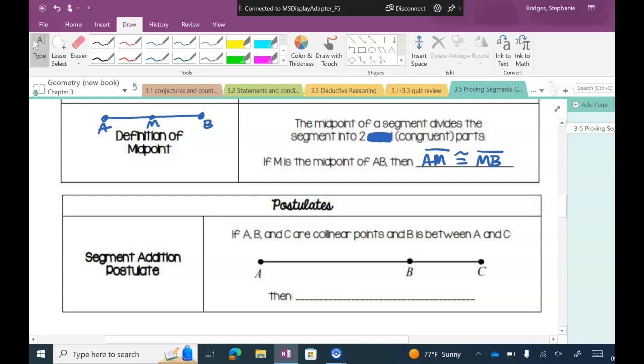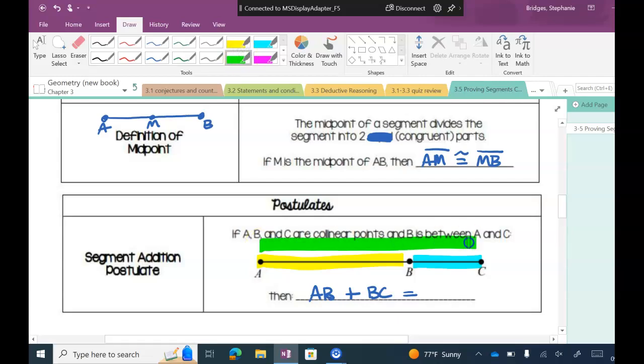The first postulate that we have discussed is the segment addition postulate. If A, B, and C are collinear and point B is somewhere between A and C, then we can say, do you remember I did this with the markers, that segment AB, that one right there, plus the other segment BC would equal, what's the name of the whole segment going to be? AC, yes. Okay, so two small segments can add together to equal a large one. So AB, the yellow highlighted one, plus BC, the blue highlighted one, equals the whole thing AC.